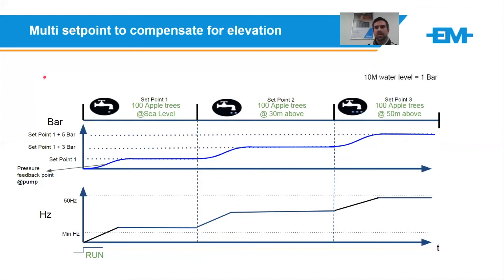All right. Yeah, 10 meters of water level would be 1 bar of pressure. That's just a general rule that we can apply. So 3 bar, 30 meters, 5 bar, 50 meters. 10 meters of water level equals 1 bar of pressure.